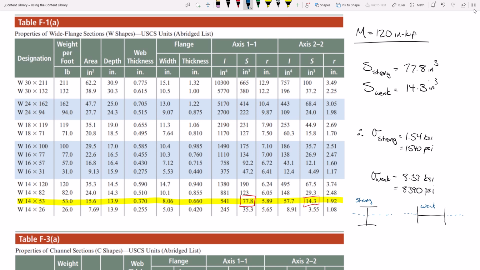I'll give you another instance where weak axis behavior matters, and that's in the land of buckling, which is what we're going to talk about near the end of the semester. When you load a column, assuming that the boundary conditions are the same along both axes, the column does not care which way you face it. It's going to buckle the way it's going to buckle, and it typically buckles under weak axis bending.